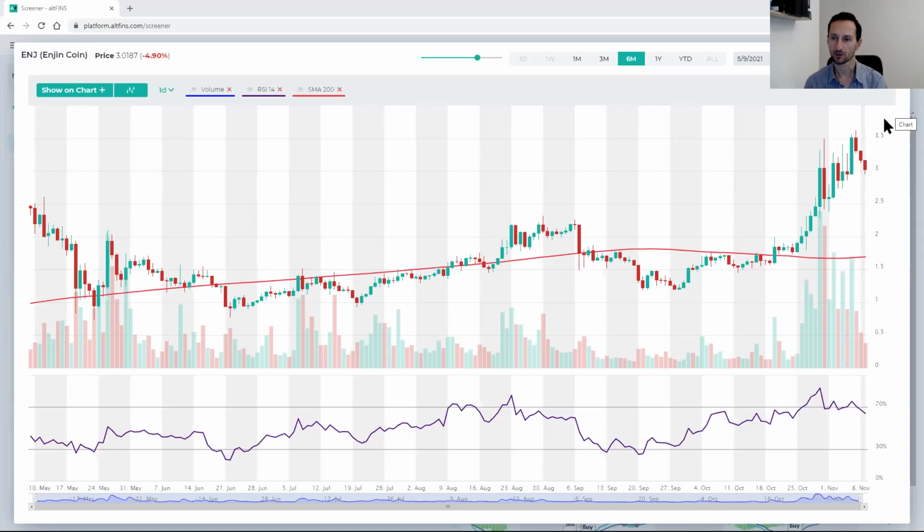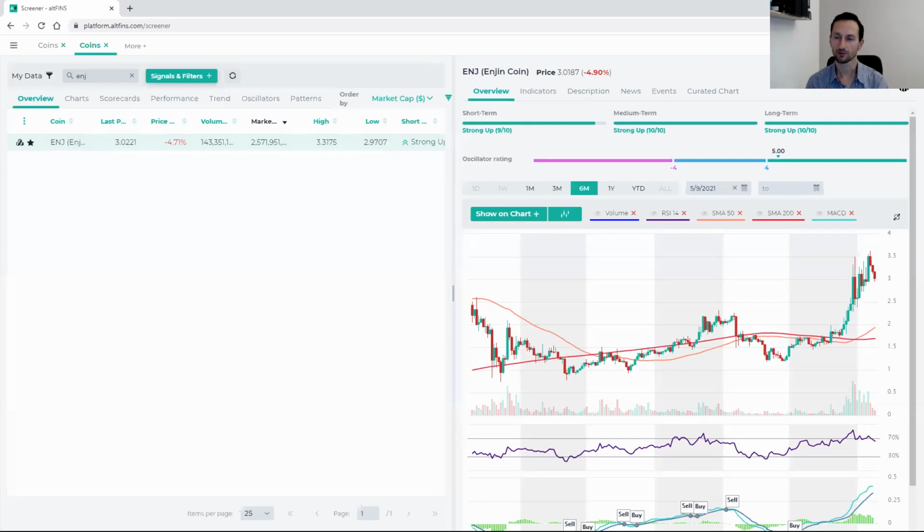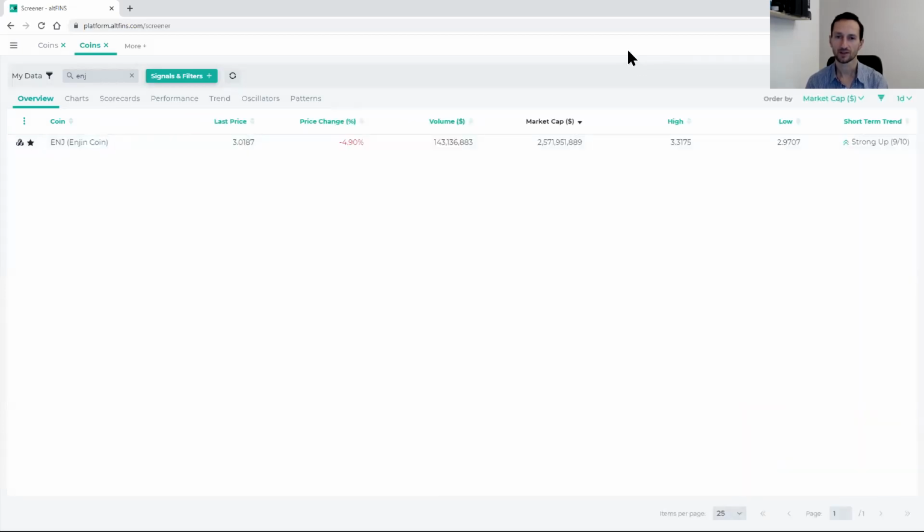It has that metaverse story behind it right now. But maybe I would wait with some of my position for that breakout. And the breakout would not be at 350, but really at 362, right? So you can create a price alert for that level and stay on top of this one as well.